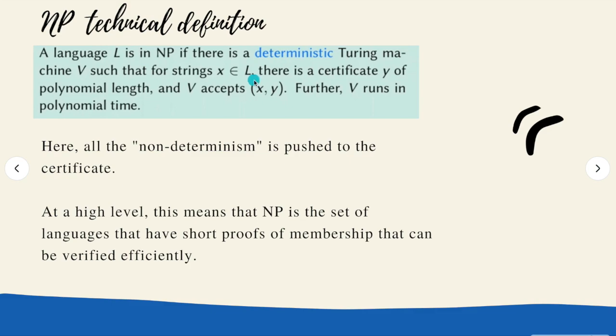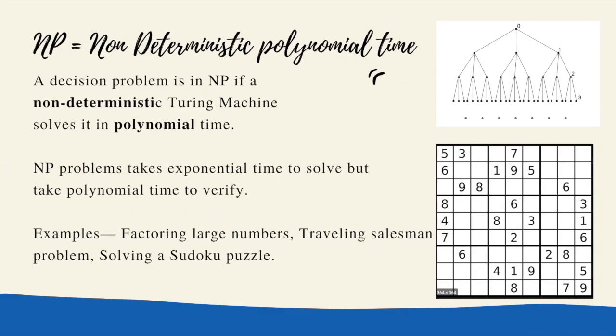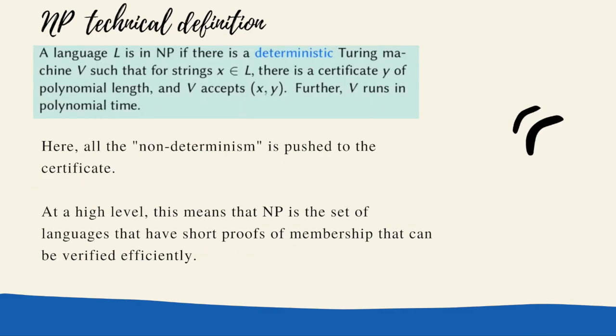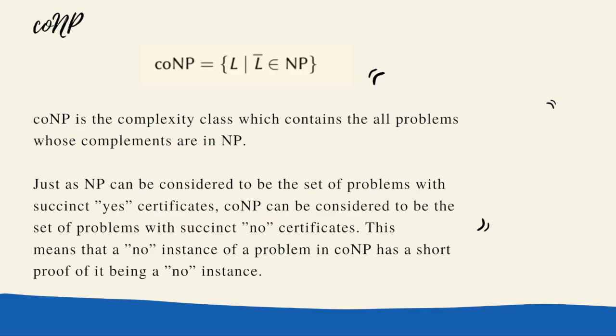Or decide the problem. At a very high level, this means that NP is a set of languages that have short proofs of membership. Short proofs of membership meaning the certificate is of polynomial length, and it can be verified efficiently, meaning we have a polynomial time algorithm. So this is the technical definition of NP. It's completely okay if you just understand the previous definition, and this is just for people looking for a slightly more advanced definition, and that is used in your undergrad and graduate level courses.